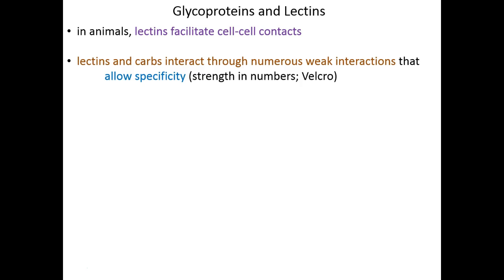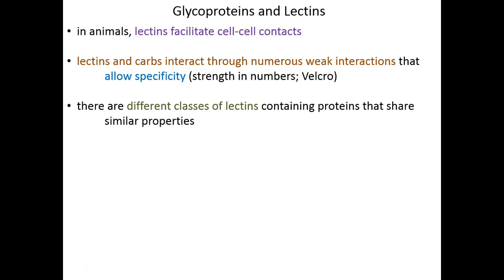Lectins and the carbohydrates on the glycoproteins that they are interacting with interact together through many, many non-covalent weak interactions. These weak interactions in spatial, three-dimensional space give the specificity and the strength for the binding. We talked about Velcro as an analogy for many, many weak interactions coming together to give strength. We talked about it in the context of van der Waals as well as H-bonds, and the same is true here. The lectins and the carbohydrates they bind to interact very weakly, but many, many of those weak interactions give a great deal of strength in the binding.